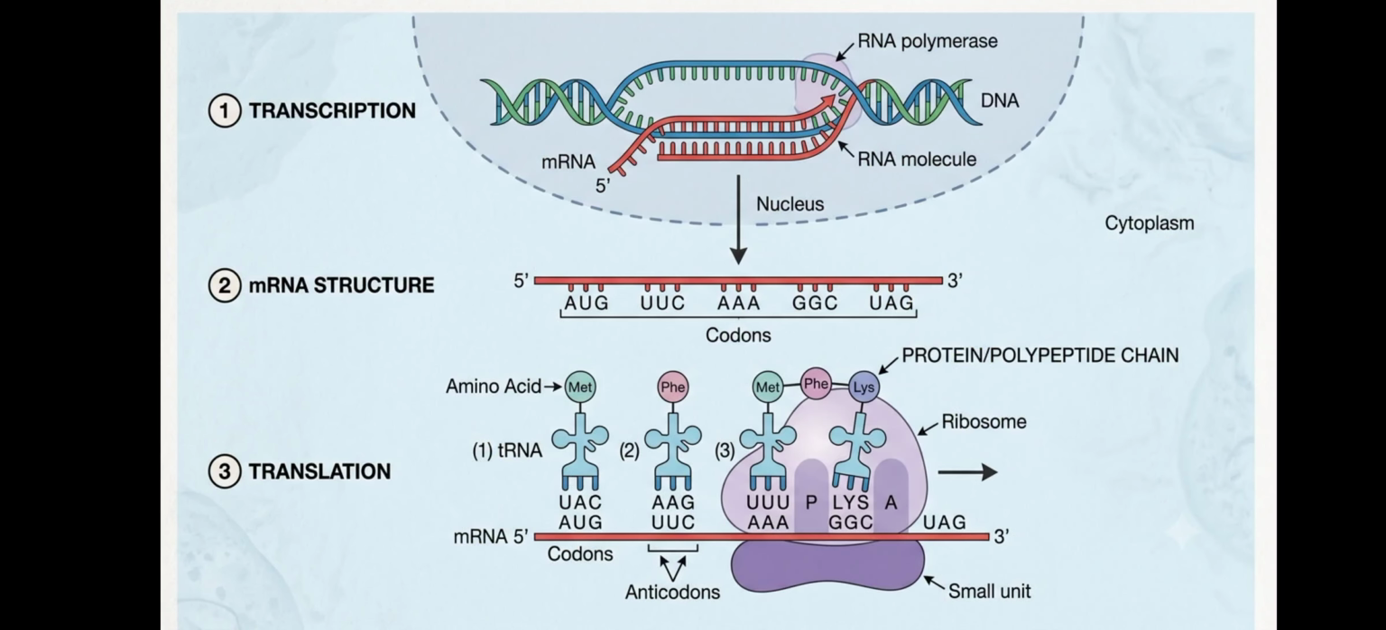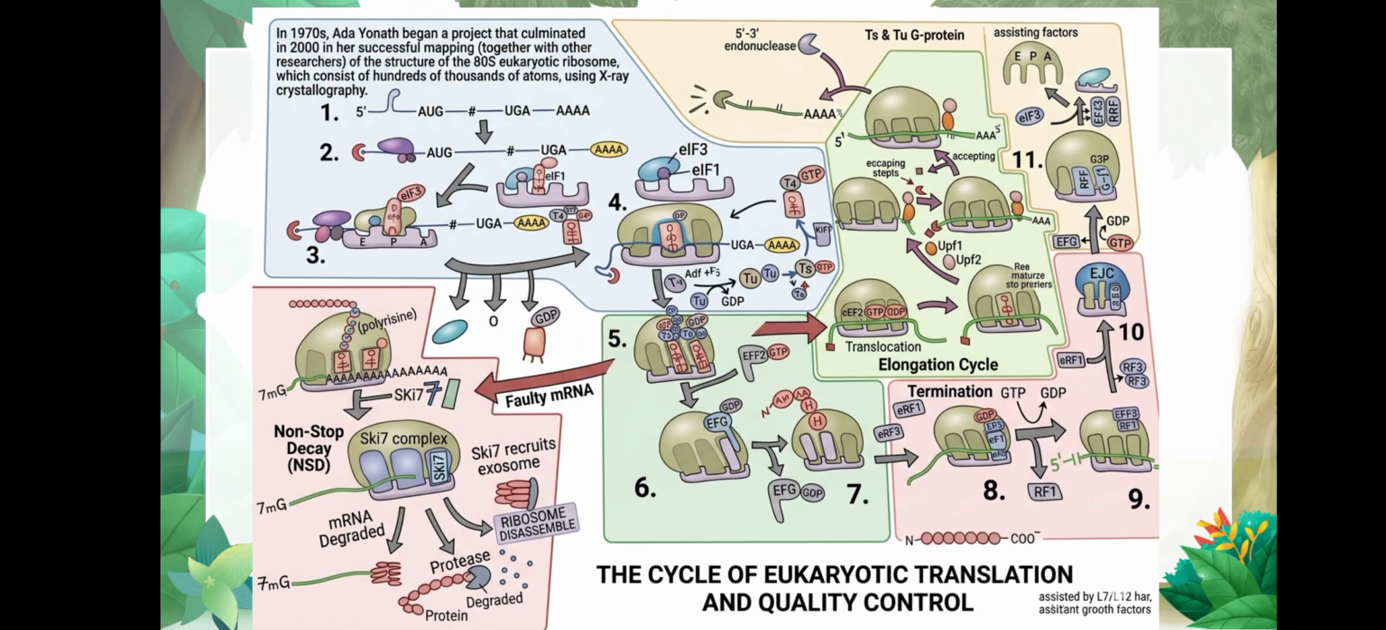So this is a simplified version. Transcription is there, and mRNA comes out of the nucleus, and the translation takes place in the cytoplasm. Okay, so these are normal processes, isn't it? So we will dive more into translation. Here you can see in translation there are three steps: initiation, elongation, and finally termination.